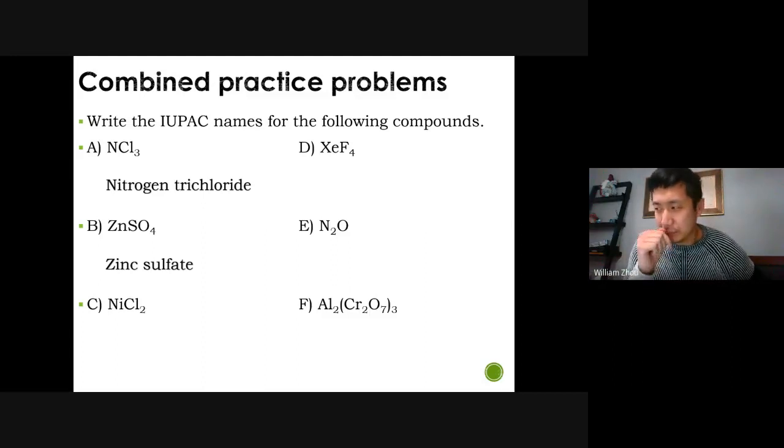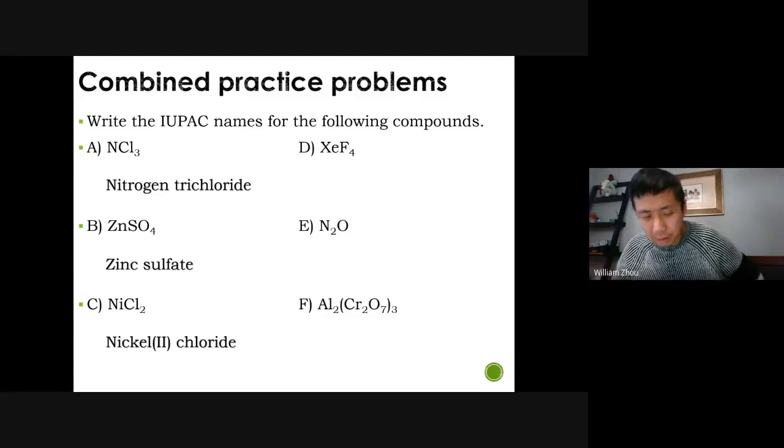C, nickel is a metal, and also it is multivalent. So it is nickel(II) chloride. You have to tell me it's nickel 2+, rather than nickel 1+, because the chlorine, there's 2 of them. They're both 1 minuses. Okay, not dichlorine or dichloride, because again, this is an ionic compound. You only use mono, di, tri for molecular compounds.